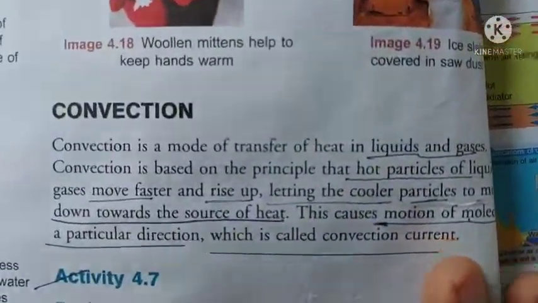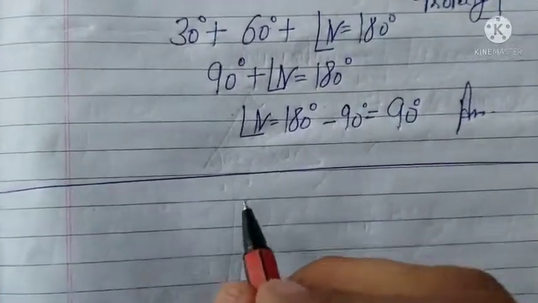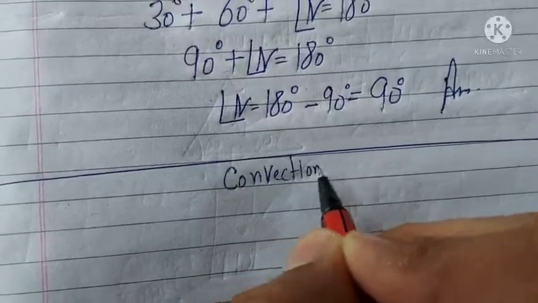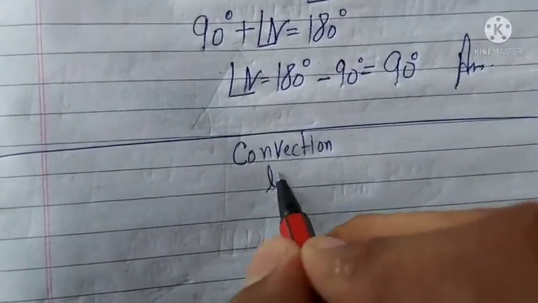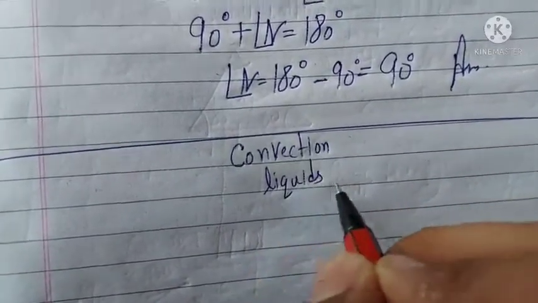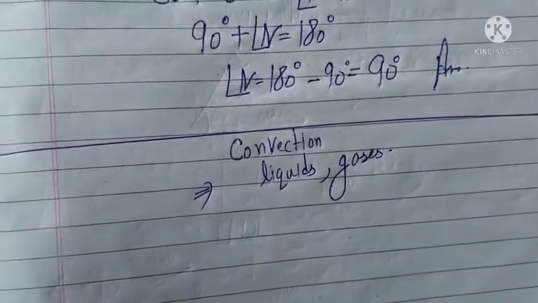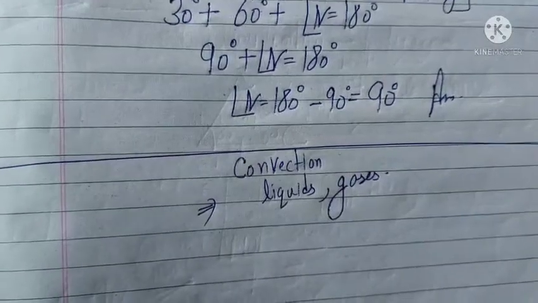The name is convection. Convection is a method of heat transfer in liquids and in gases. Means by this method heat transfer takes place in liquids and gases.